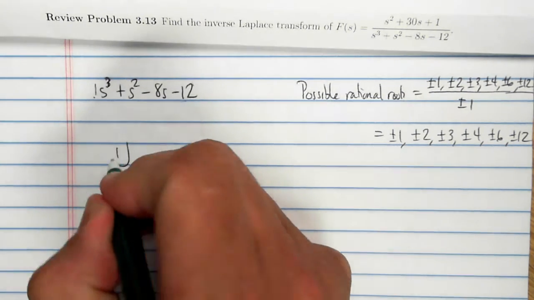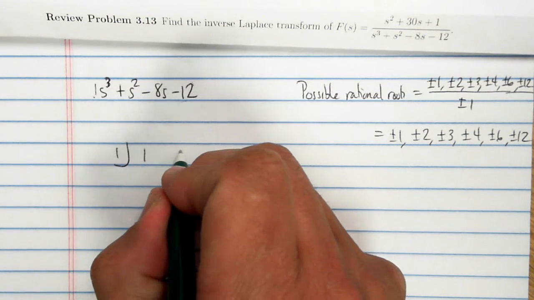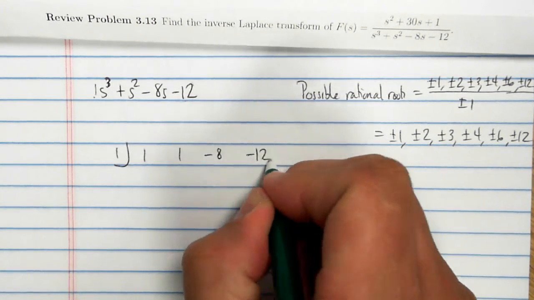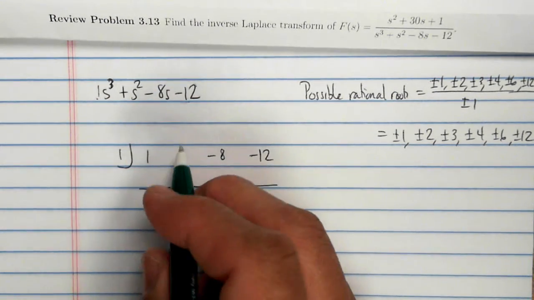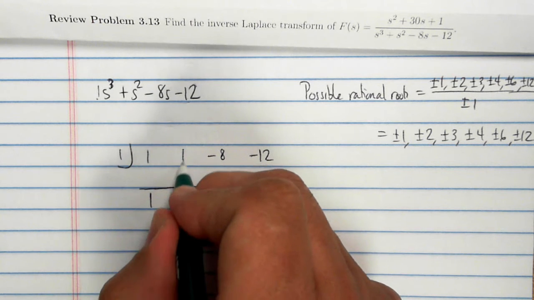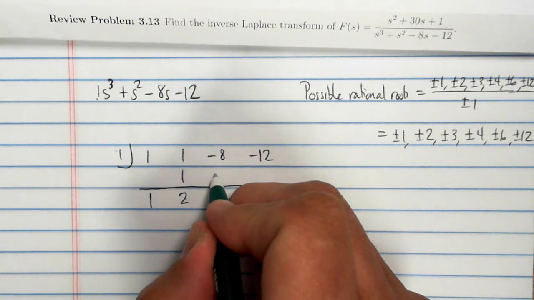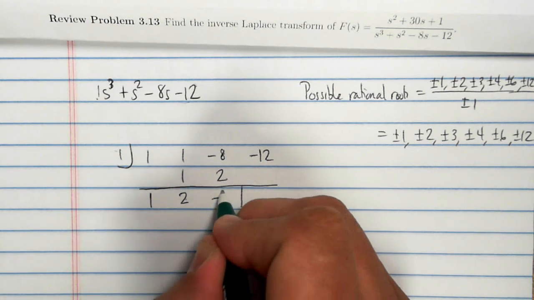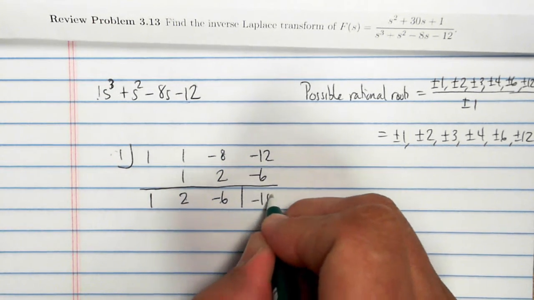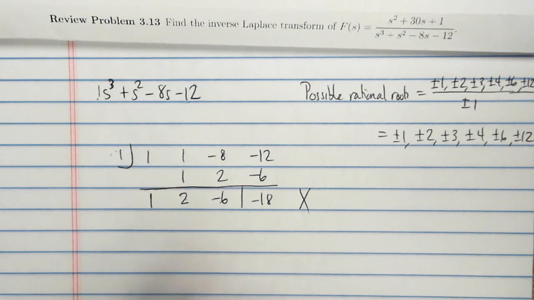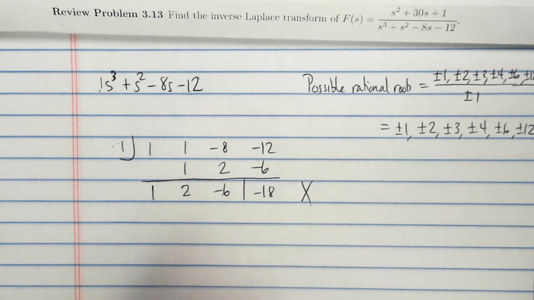So here we go. 1, 1, negative 8, negative 12, and let's use synthetic division to see if 1 works. Okay, so 1 times 1 is 1, 1 plus 1 is 2, 2 times 1 is 2, negative 8 plus 2 is negative 6, negative 6 times 1 is negative 6, negative 12 plus negative 6 is negative 18. Doesn't work. All right, 1 down, 11 to go.